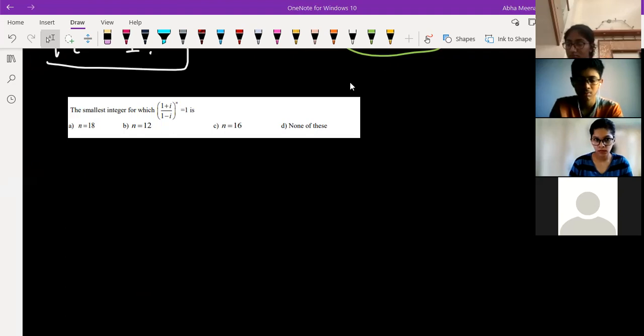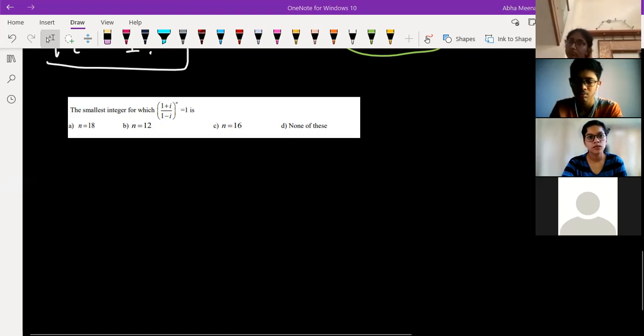How, Apeksha? It should be multiple of 4. The smallest multiple of 4. Let us see. Let us wait for others' answers as well.